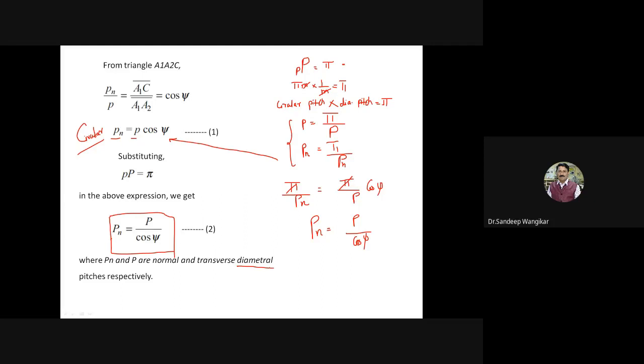The conversion between circular and diametral pitch, I have explained in detail with all steps. So it is mentioned here directly. Therefore, I have gone for some conversion so that you can easily understand how it is. So take 1 minute.